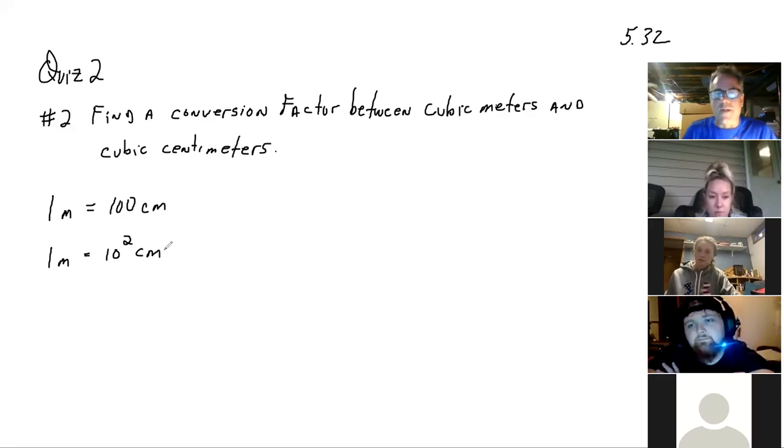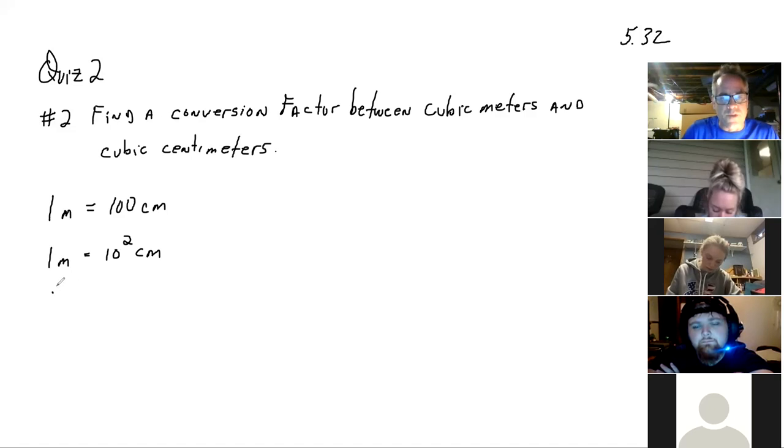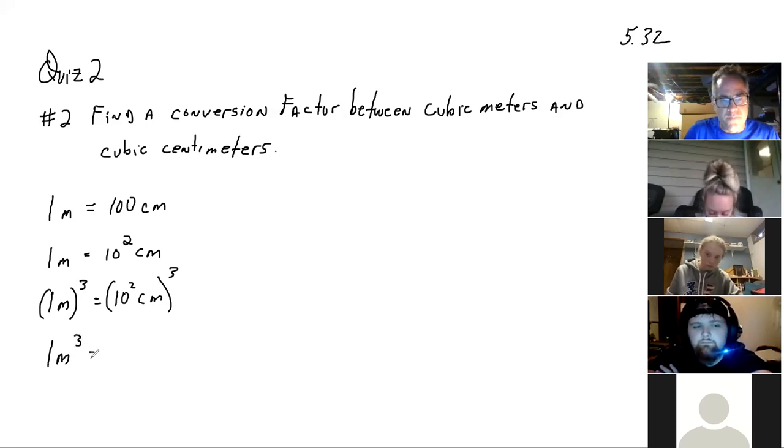All right, so if we're finding a conversion factor between cubic meters and cubic centimeters, right now what I have is meters to centimeters. So what I'm going to do is take this and raise each side to the power of 3, which is cubic. You good there? And then we're going to apply exponent rules. So 1 cubed is 1. So 1 cubic meter.